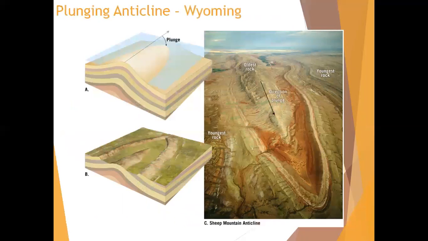This is showing you that plunging anticline from a picture in Wyoming. And remember that a plunging anticline happens when the fold is going to die out, that it penetrates back into the Earth's surface.